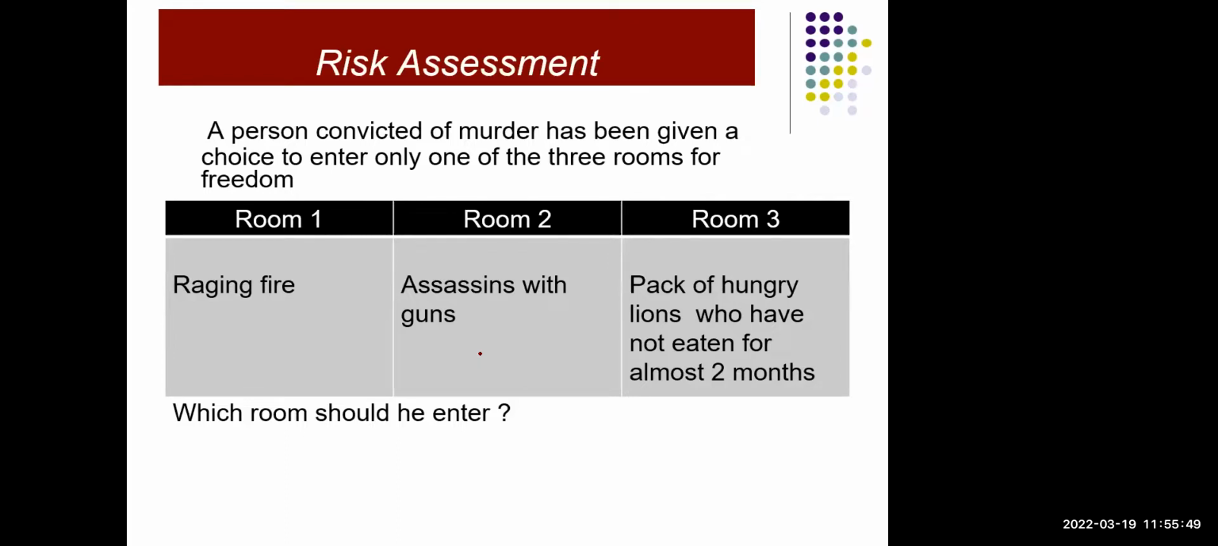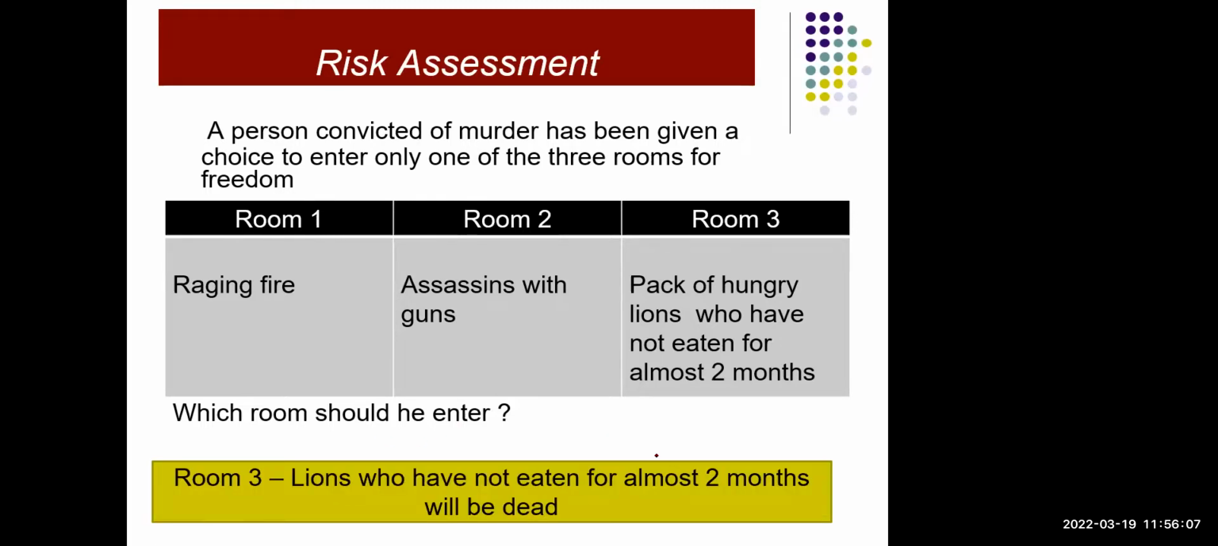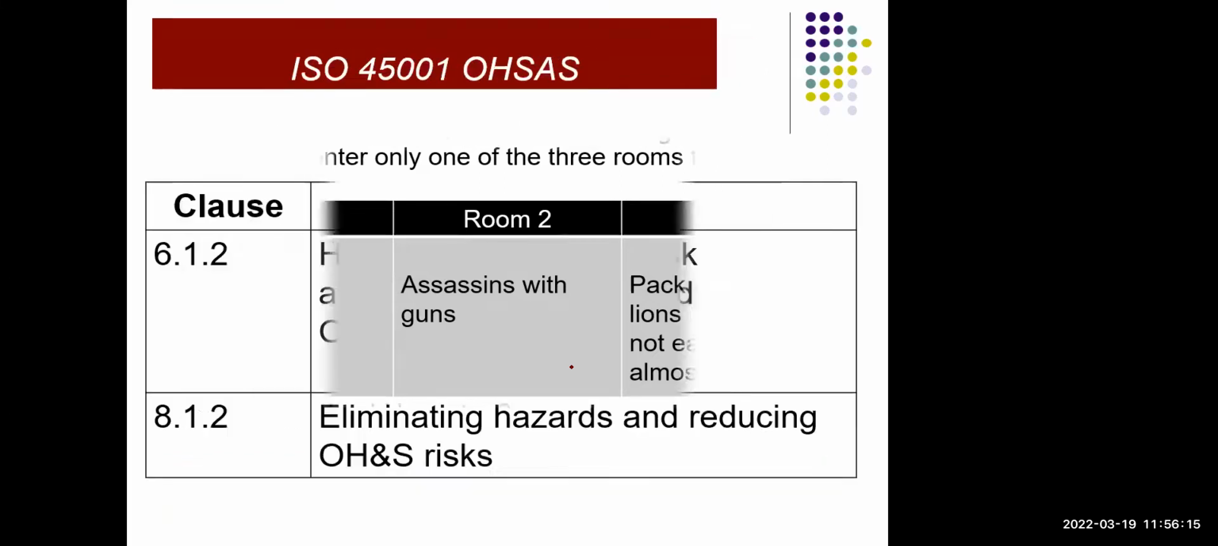So what is risk assessment? A person convicted of murder has been given a choice to enter one of three rooms. Room 1 is a raging fire. Room 2 is an assassin with guns. And room 3 is a pack of hungry lions who have not eaten for almost 2 months. Which room should he enter? The answer is obvious: room 3, because lions who have not eaten for almost 2 months will be dead. So when you assess a risk, be practical about it. Don't identify risks which are not there.